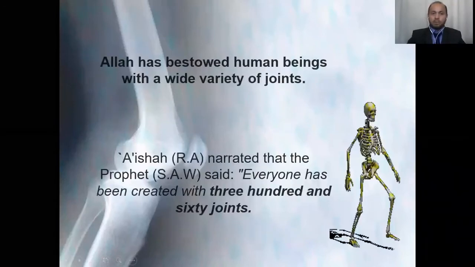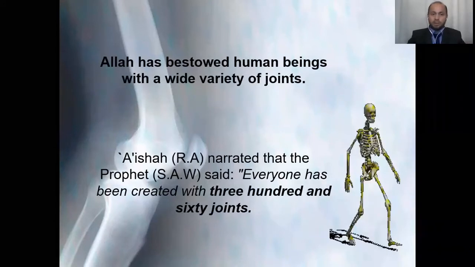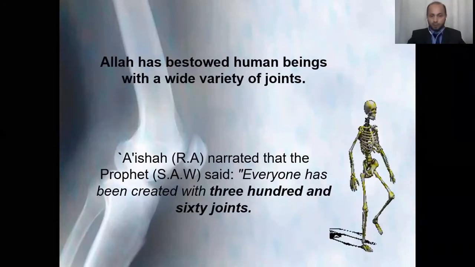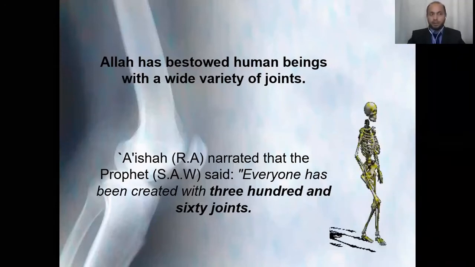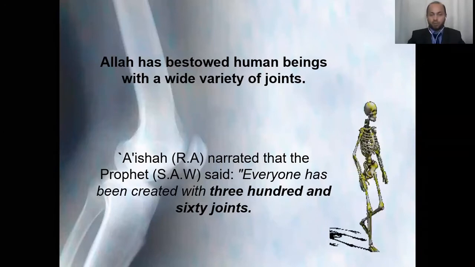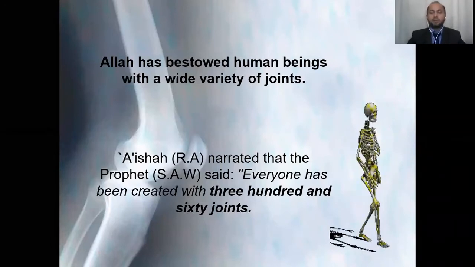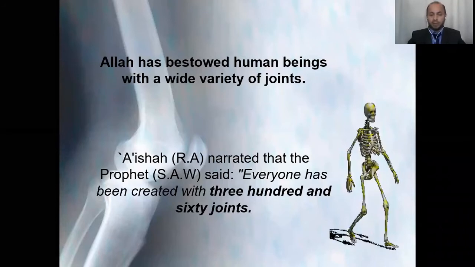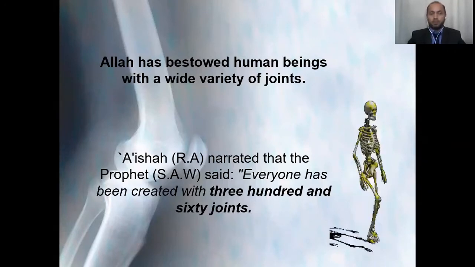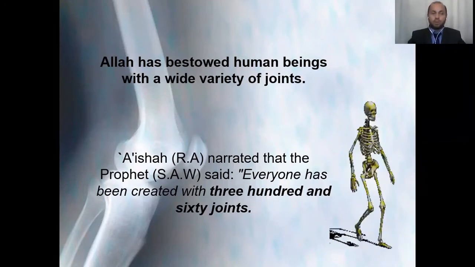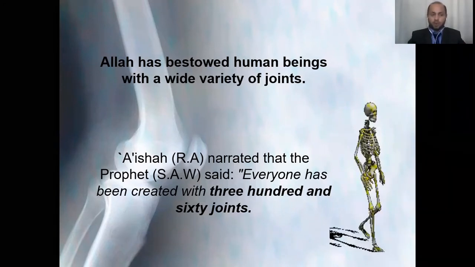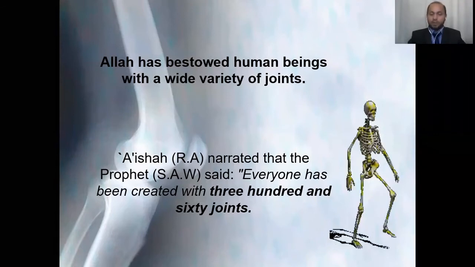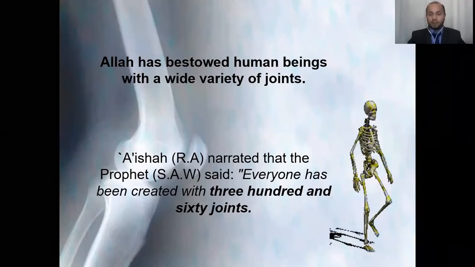Today our topic of discussion is joints and the movement of the joint. Allah has bestowed the human being with a wide variety of joints. The human being has 360 joints and 206 bones. There are 360 joints and 206 bones because one bone forms more than one, two, or three joints. First of all, what is a joint?